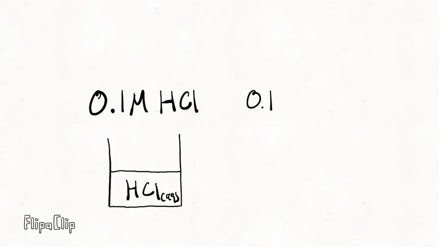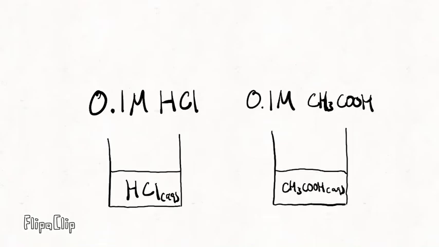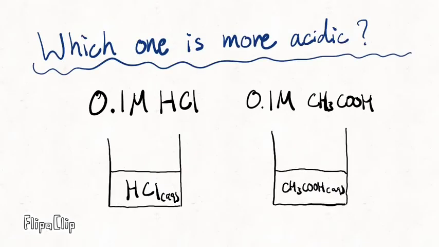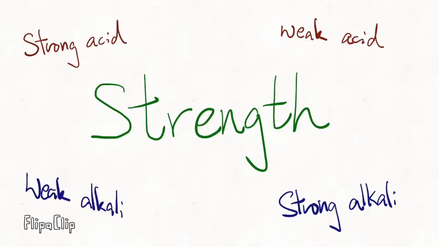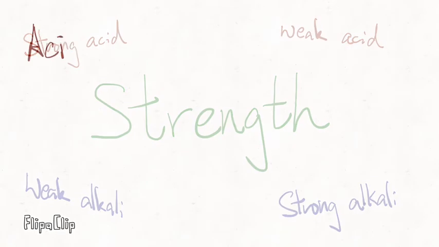Here is a question. 0.1 M hydrochloric acid and 0.1 M ethanoic acid. Which one is more acidic? When we want to deal with this question, we need to know about what strength means. Strength is talking about the nature of the acid and alkaline molecule, which describe how they behave in water.